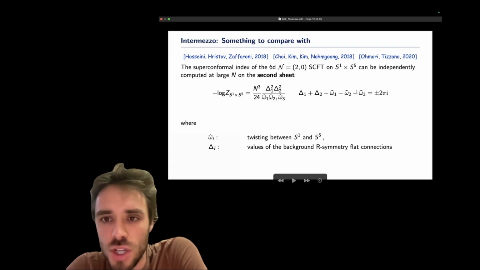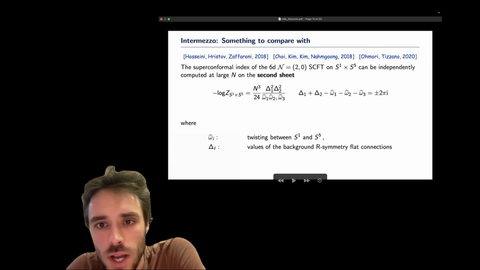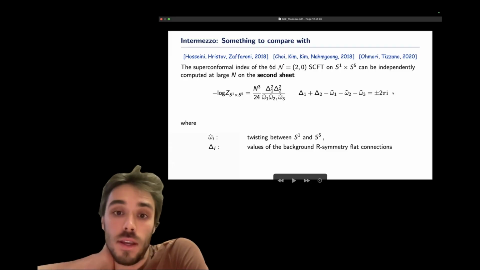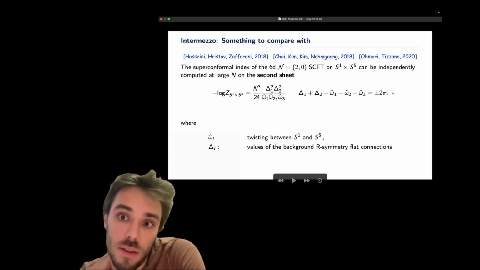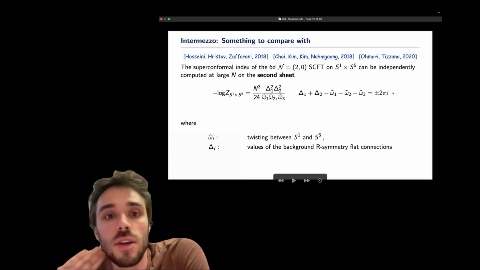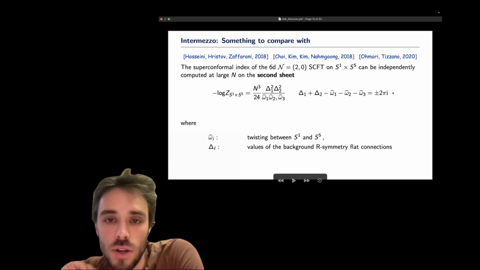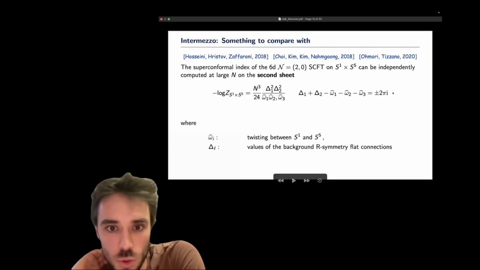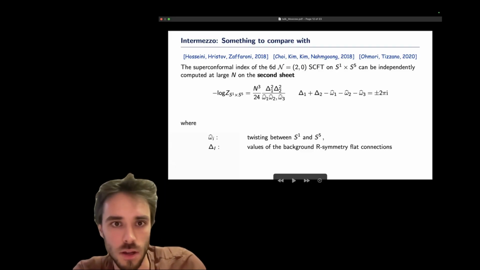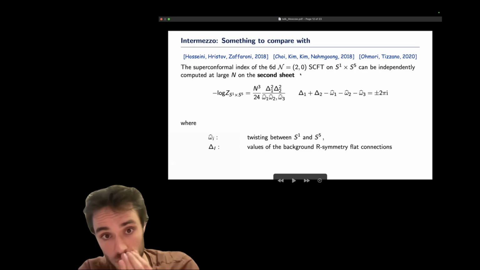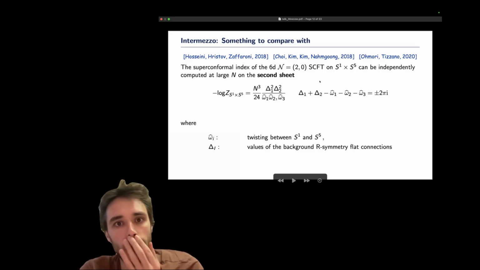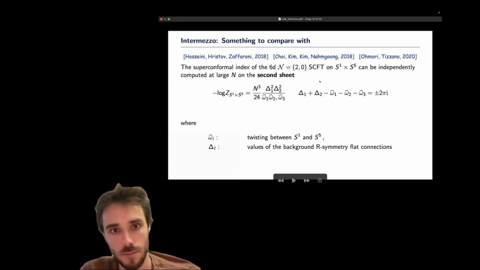What I mean by second sheet. Second sheet means that these fugacities should sum up to 2 pi i n, where n is an arbitrary integer. And the terminology first sheet means n equals 0, and the terminology second sheet means n equals plus minus 1. Okay, this is just the terminology that I'm going to be using. So you find this expression, and this is what you want to compare with.